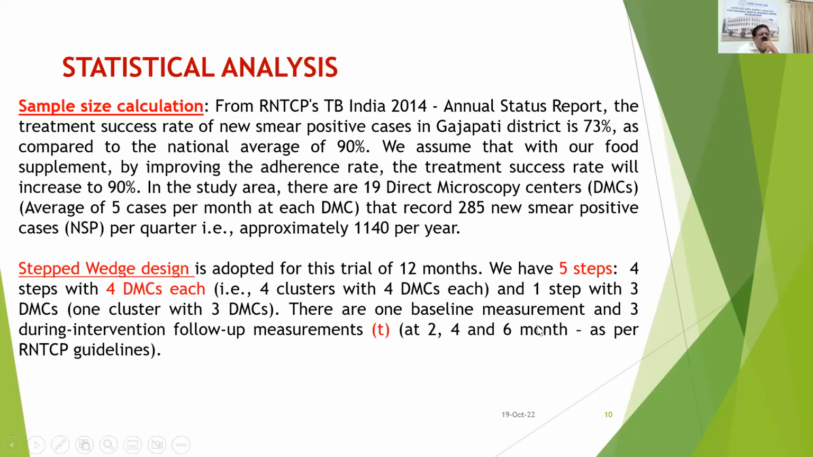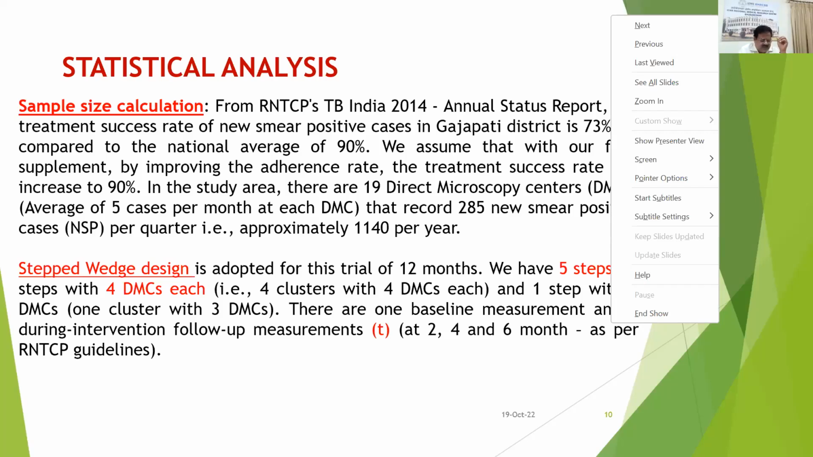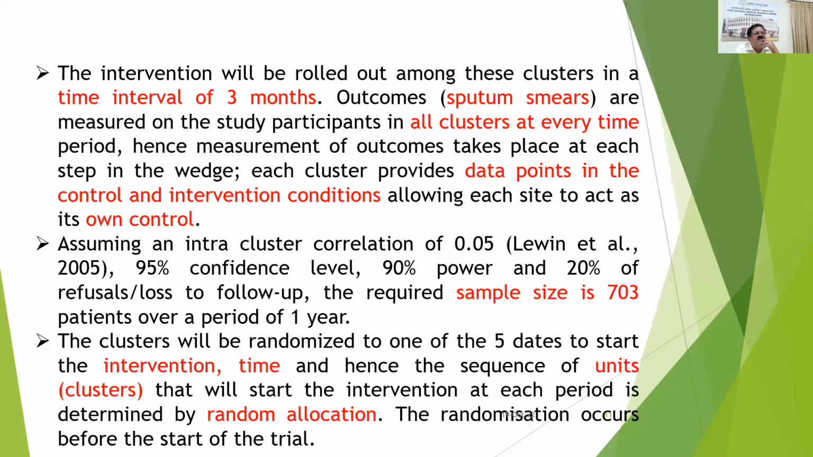This is the same clusters, how we have done it out of the guidelines. The intervention will be rolled out among the 3 clusters in 3 months interval. The outcome, sputum smear, is measured on the study participants in all the clusters at every time period. Hence, measurement of outcome takes place at each step in the wedge. Each cluster provides data points in the control and intervention condition, allowing each site to act as its own control.